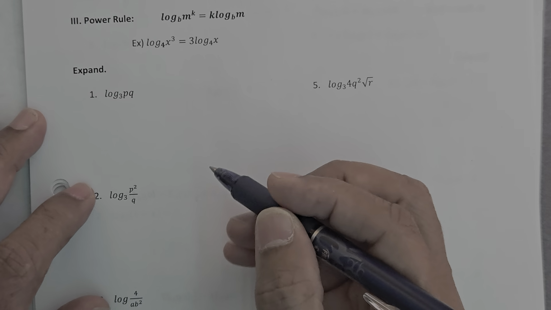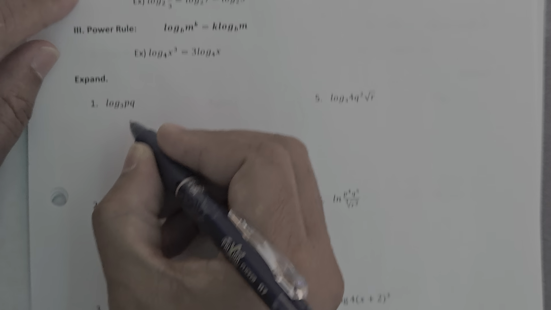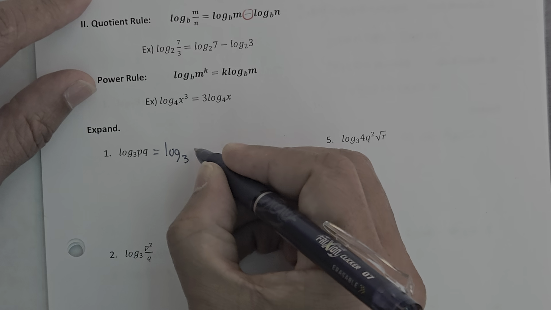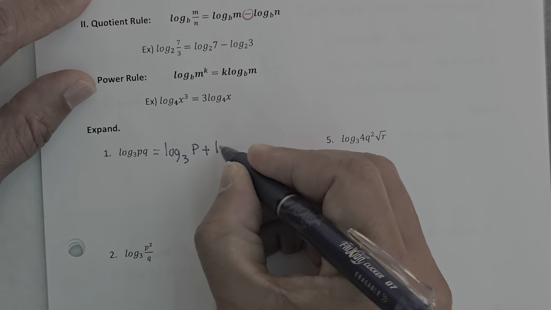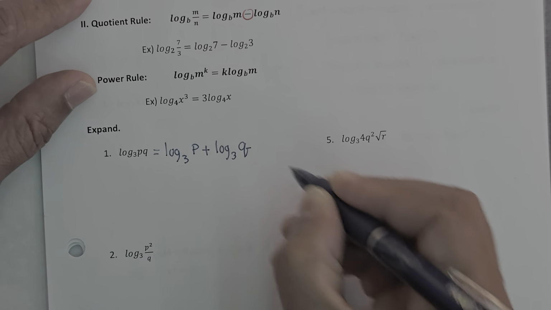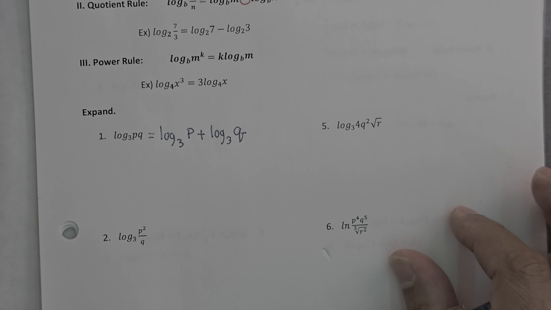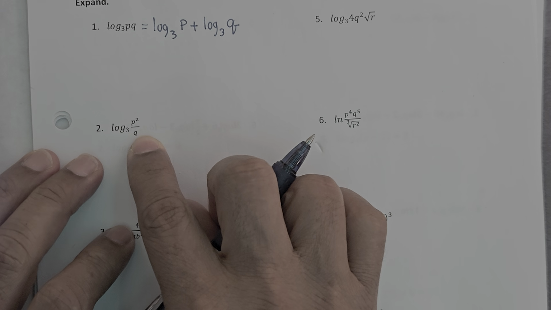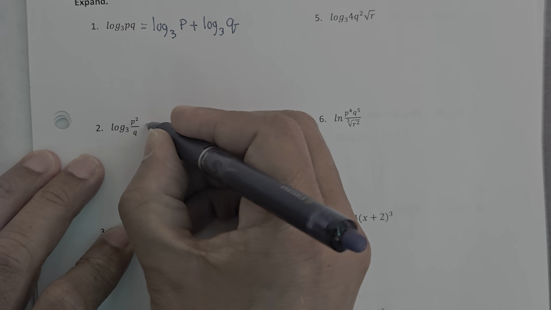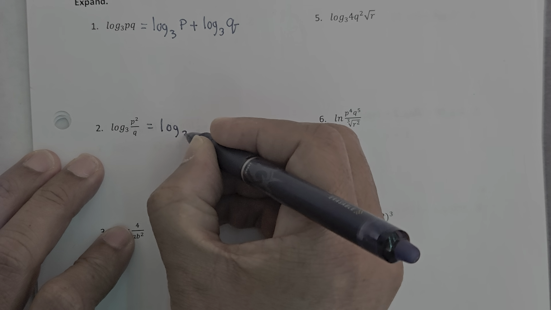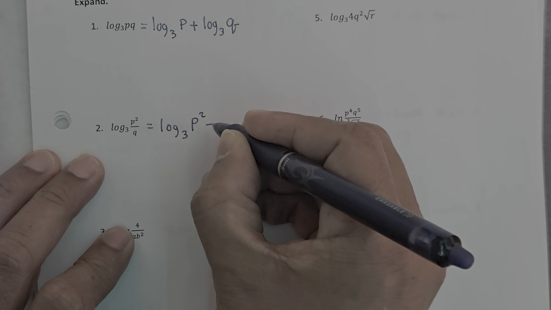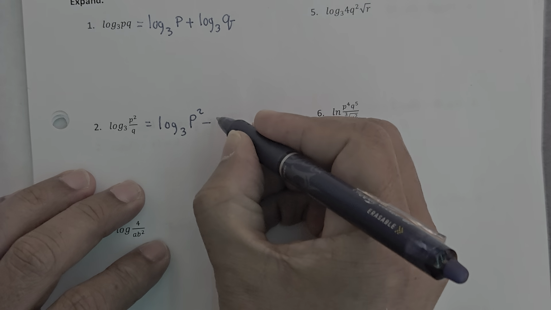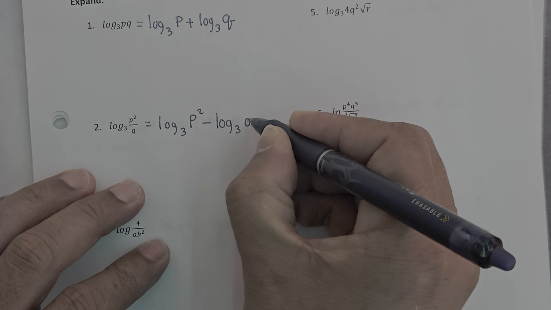So I'm going to go over these examples real quick. Notice we have p and q. So this is the product rule. So this is equal to log base 3 of p plus log base 3 of q. As you can see, it's very simple and very straightforward. For the second example, we have the quotient rule. But notice that we also have the power rule. So this is expanded as log base 3 of p squared plus, not plus, this is minus, right? Because this is the quotient rule. So minus log base 3 of q.